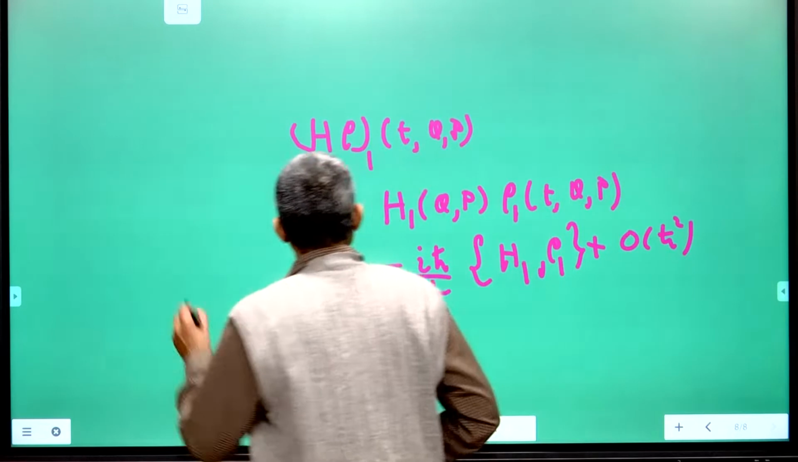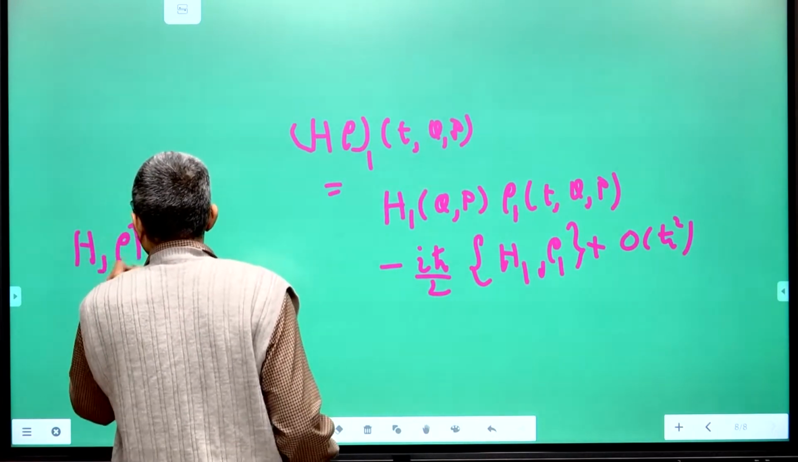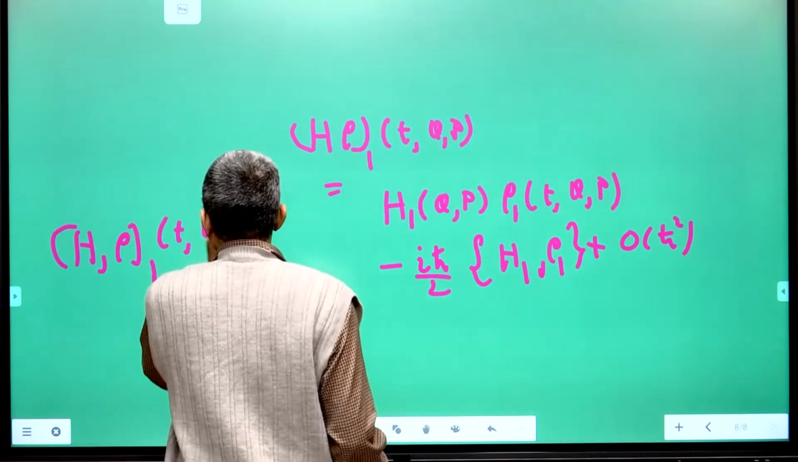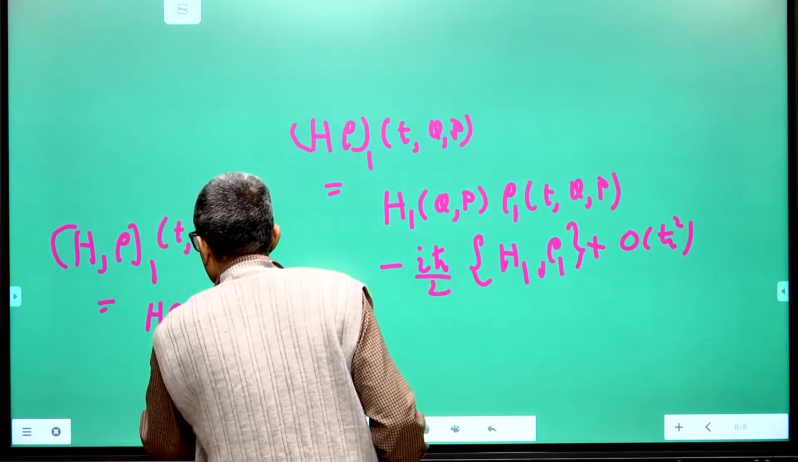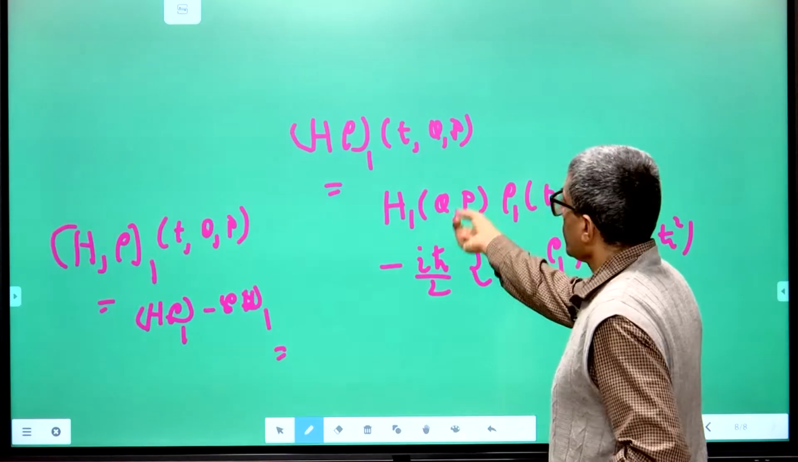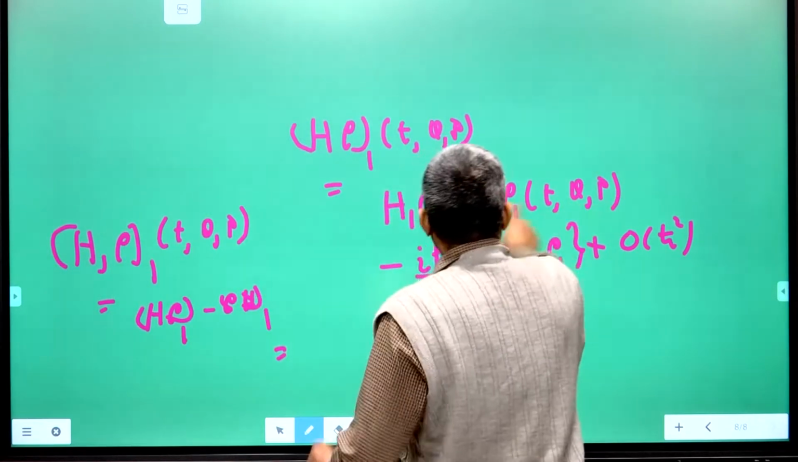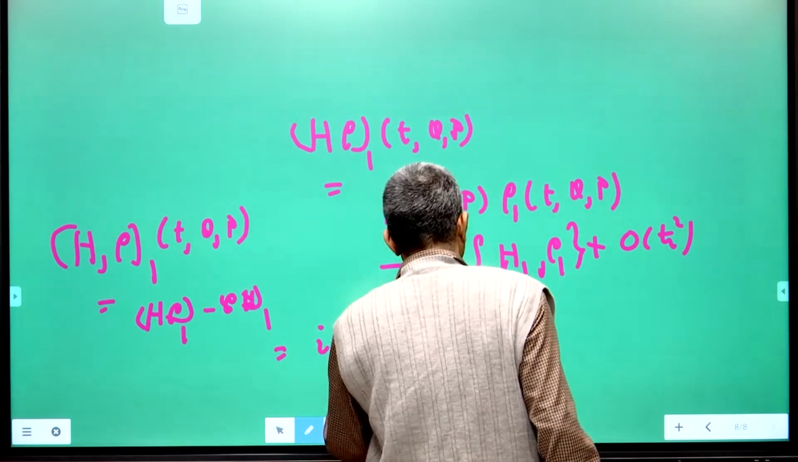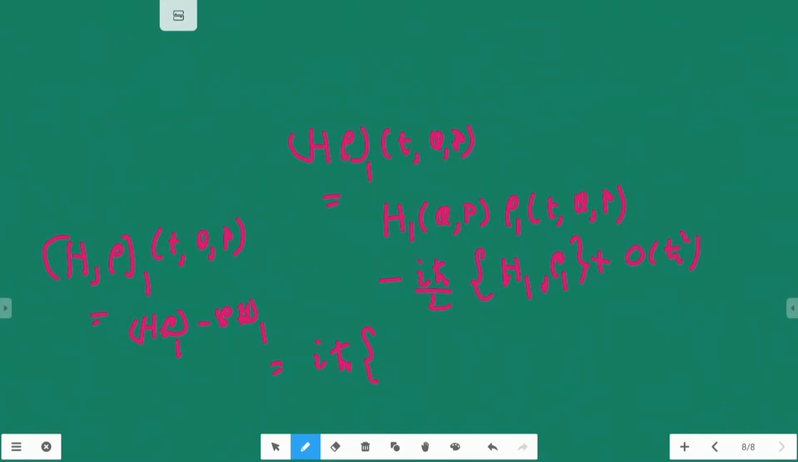So, in other words, if you use this to compute [H, ρ1] at (t, q, p), that is nothing but Hρ1 minus ρ1H1. You will get simply this quantity as H1 ρ1 minus ρ1 H1, where the product terms cancel out in both the cases, and you will get simply iħ times the Poisson bracket of H1 and ρ1 plus order ħ square. So it doesn't give any second order derivative term up to order ħ square.